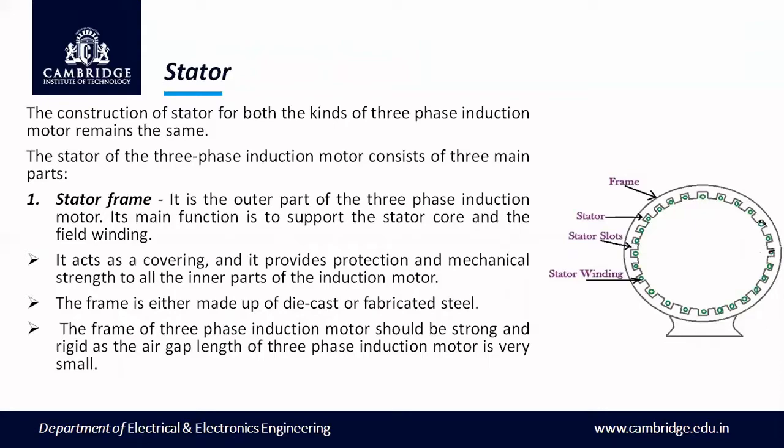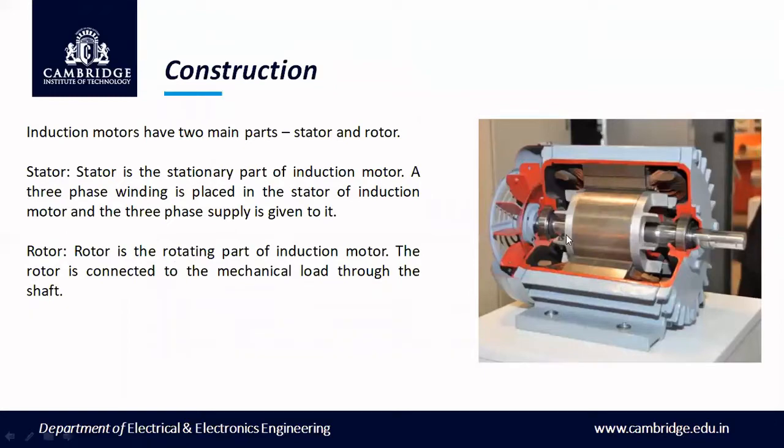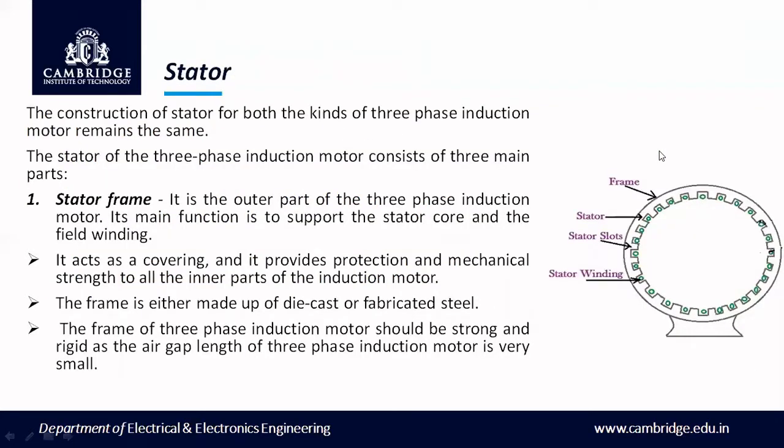The stator of the three-phase induction motor mainly consists of three main parts. The first main part is the stator frame. The stator frame is nothing but the outer part of the three-phase induction motor. Its main function is to support the stator core and the field winding. If you observe here in the figure, this outer part, which is a cement colored one, is known as the stator frame. What is the function of this outer part? It is to support the stator core and the field winding. To protect the stator core and the field windings inside, this stator frame is used.